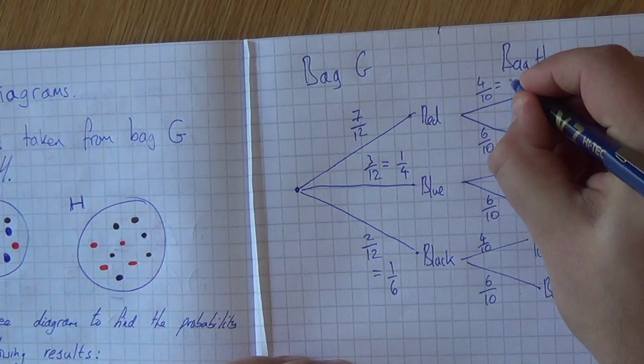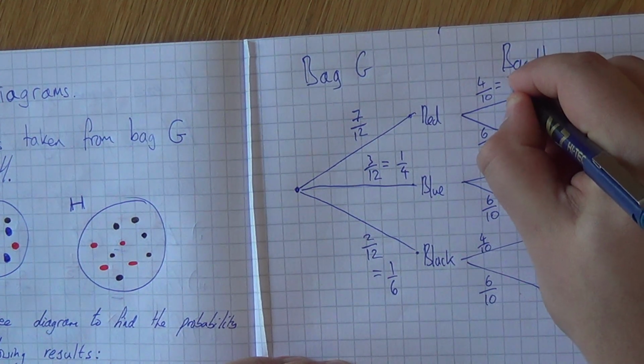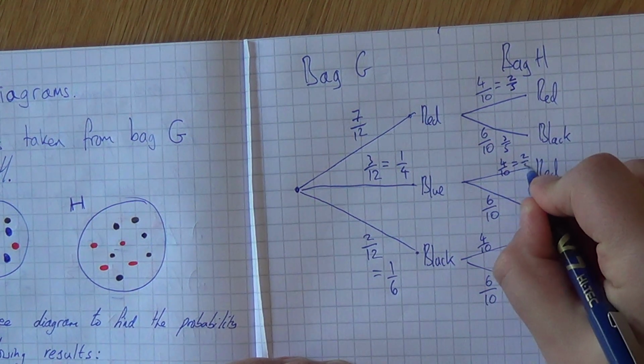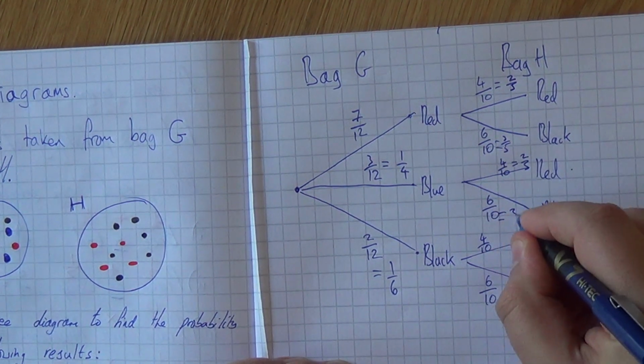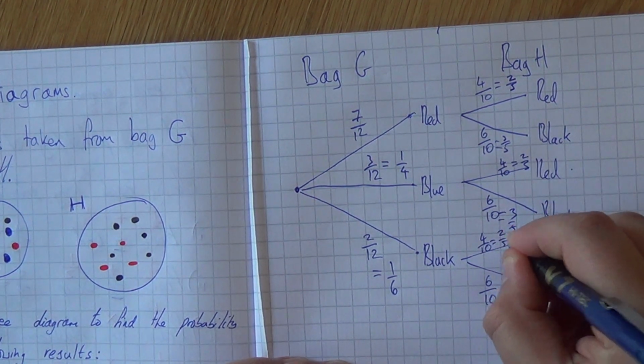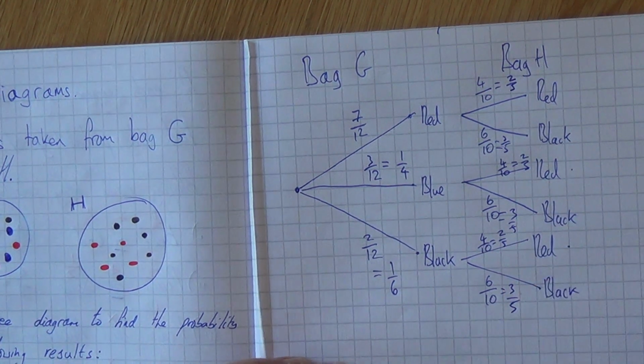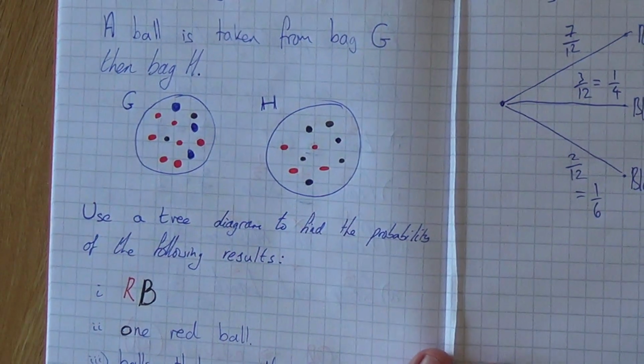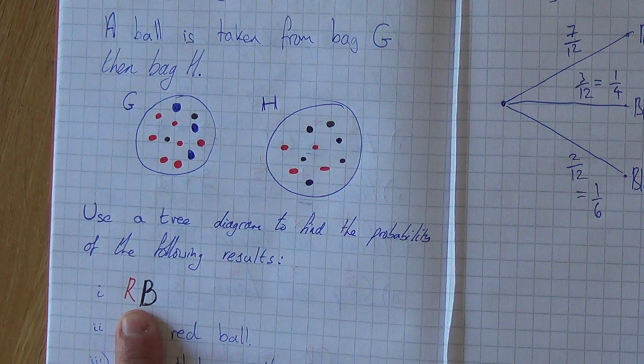And again, these simplify, so that's going to be 2/5, 3/5, 2/5, 3/5, 2/5 and 3/5. So this is now set up. I'm sorry it's got a bit scrappy there, but that is all set up. So now we look at our actual question. The first question is a red followed by a black.